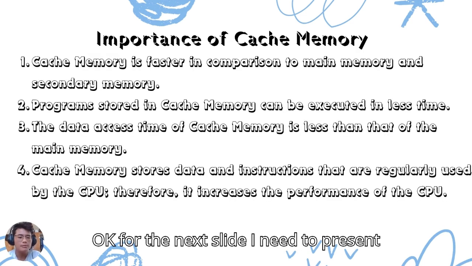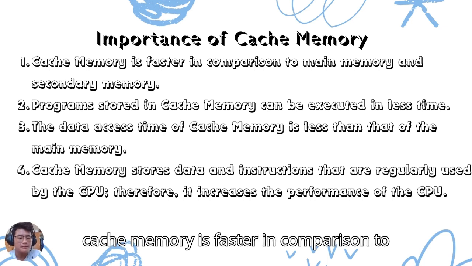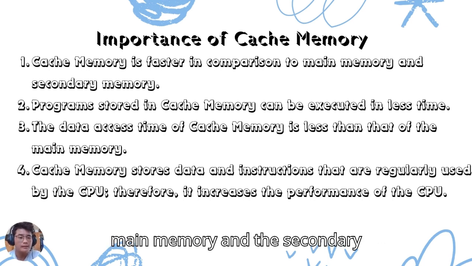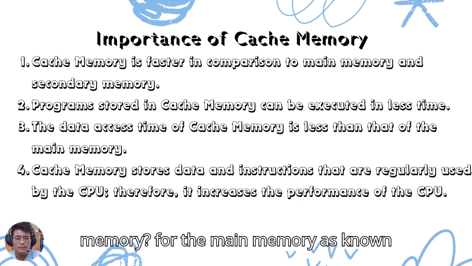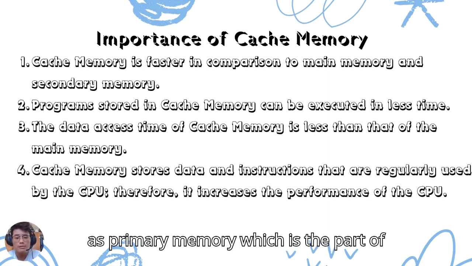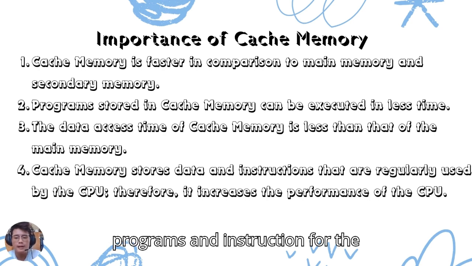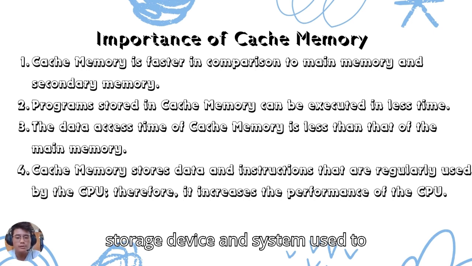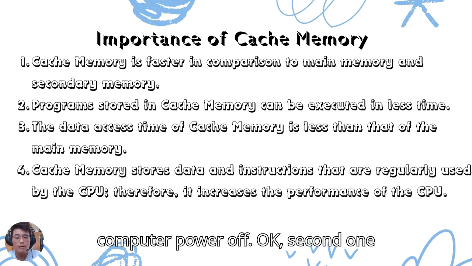Okay, for the next slide, I need to present the importance of cache memory. First one, cache memory is faster in comparison to main memory and secondary memory. What are main memory and secondary memory? Main memory, also known as primary memory, is the part of the computer that stores current data, programs, and instructions. Secondary memory refers to the storage devices and systems used to store data persistently, even when the computer is powered off.